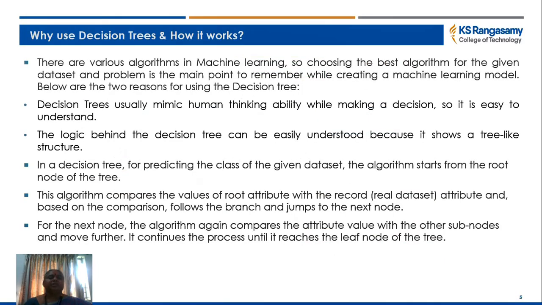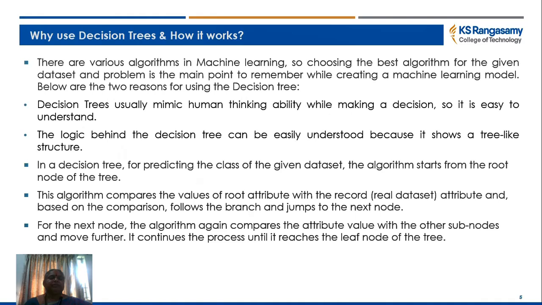Why do we use decision trees and how does it work? There are various algorithms in machine learning. So choosing the best algorithm for a given data set and problem is the main point to remember while creating a machine learning model. There are two reasons for using the decision tree. First, decision trees usually mimic human thinking ability while making a decision, so it is easy to understand. The logic behind the decision tree can be easily understood because it shows a tree-like structure.